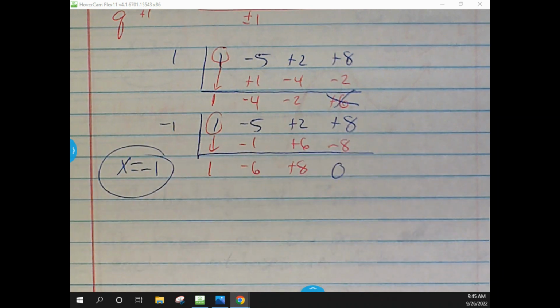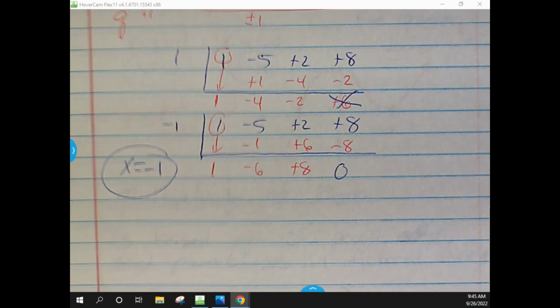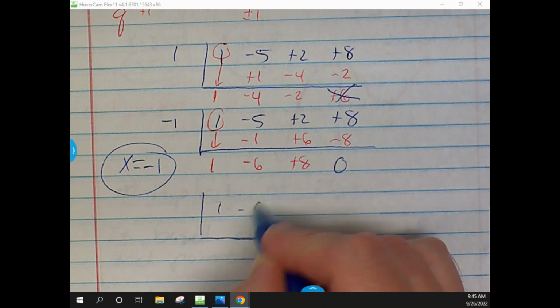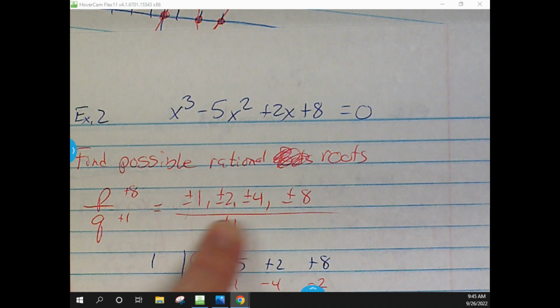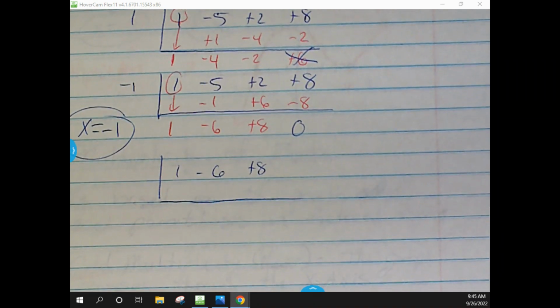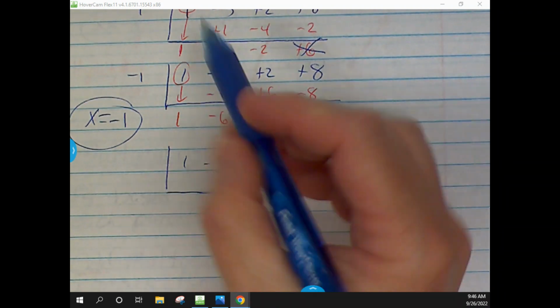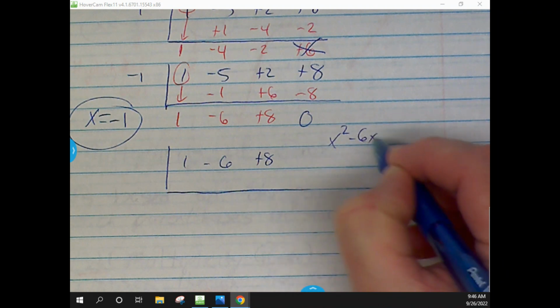Okay, so now we know one solution. We know that x equals negative 1 is the one solution. And now here's the options. You can either keep doing synthetic division with 1, the negative 6, and the positive 8, and then we'll just go through and we'll check 2s, and we'll check 4, and we'll check 8. But again, anytime you get a solution, see if that thing will factor with what's left over. This started off with x to the third, so this thing is really x squared minus 6x plus 8.